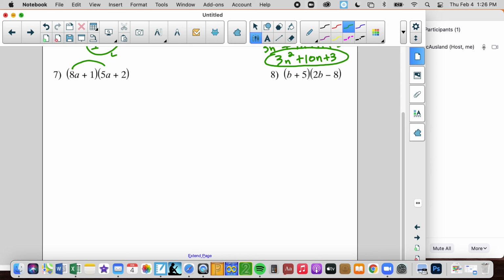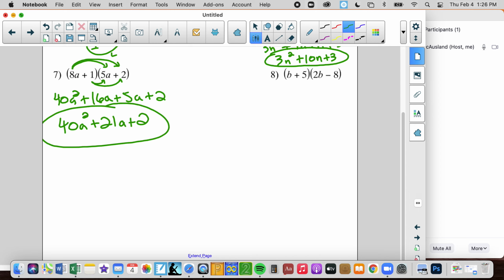So let's look at number 7. We get 40a squared plus 16a plus 5a plus 2 gives you 40a squared plus 21a plus 2. Let's look at this one. b times 2b gives me 2b squared. b times negative 8 is negative 8b. 5 times 2b is 10b. And 5 times negative 8 is negative 40.